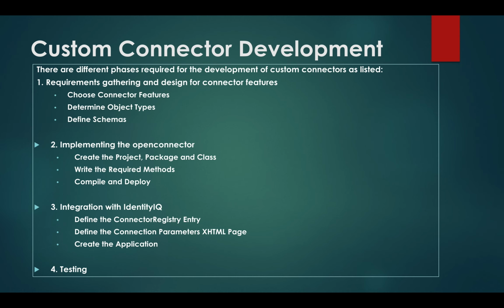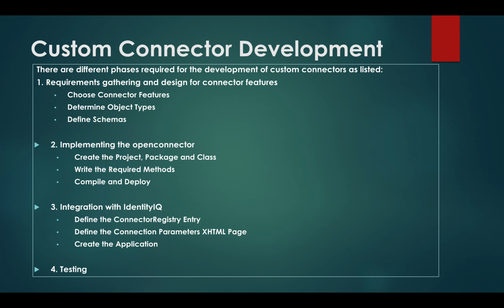So whenever we are trying to create a custom connector development, we have to focus more on these 4 steps. One is requirement gathering and design of connector. The second is implementing the open connector framework. The third one is integrating it with Identity IQ, and the fourth one is testing. So under step 1, we have to choose what connector features we have to define, and the object types. These object types can be account, groups, or permission, and then we have to define the properties related to those object types, like account, group, and permissions.